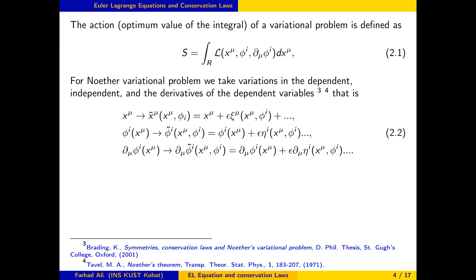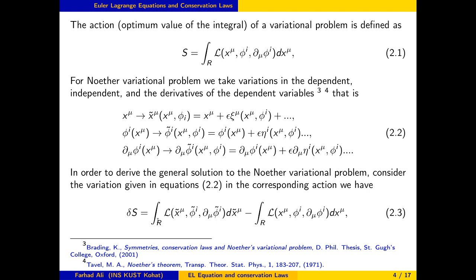Noether used this type of variation in his work. Variation in the independent variable, variation in the dependent variable, and variation in the derivative of the dependent variable. The corresponding variation in the action will take this form, which is given in 2.3. This is the new coordinate and this is the old coordinate. So the difference between these two will give me the variation in the action.